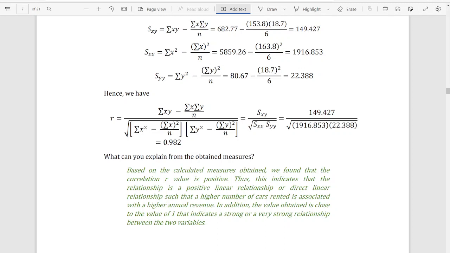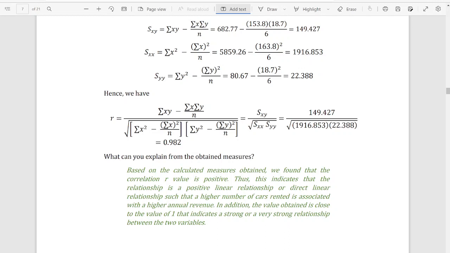So is 0.982 positive or negative? Positive, right? Is it close to 0 or close to 1? It is closer to 1, isn't it? So very close to 1. That means the relationship is very strong, because if it is near the left and right ends, the relationship is strong. This one is very close to positive 1, so the strength increases. So we can say that there exists a strong positive linear relationship.